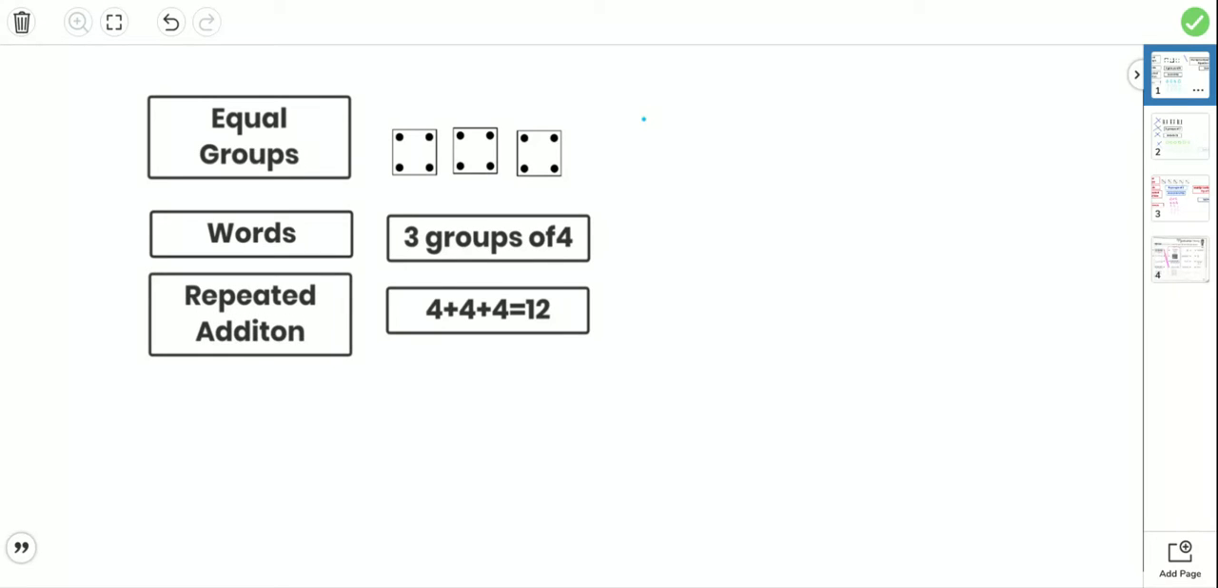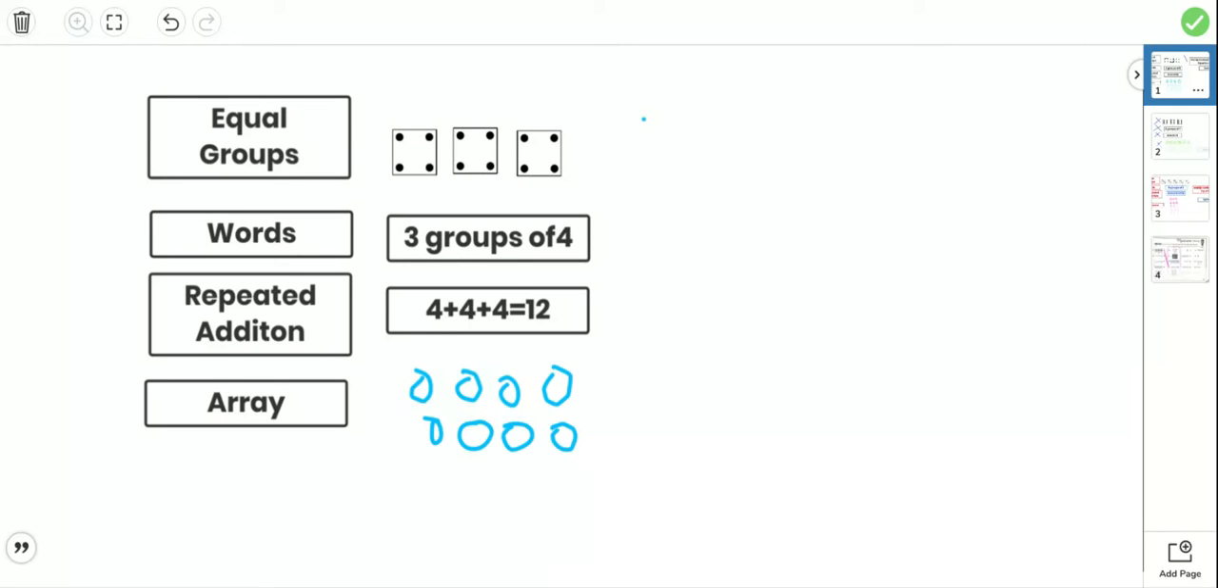We also learned that we can see it as an array. So I'm going to draw an array here to match what I see here. So we showed it equal groups, 4 dice, 3 groups of 4, 4 plus 4 plus 4, or 3 rows with 4 in them. It's also 3 fours. And then the last one, the multiplication equation or times equation.